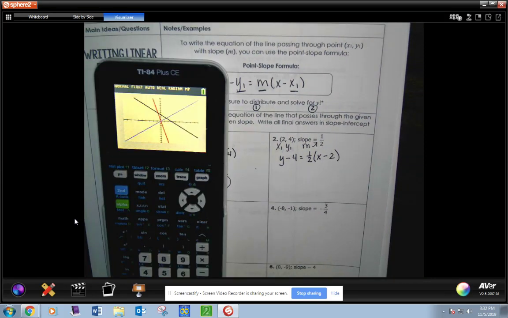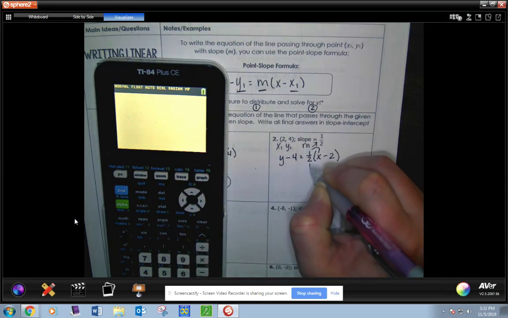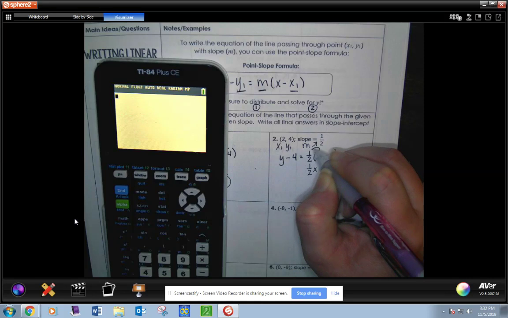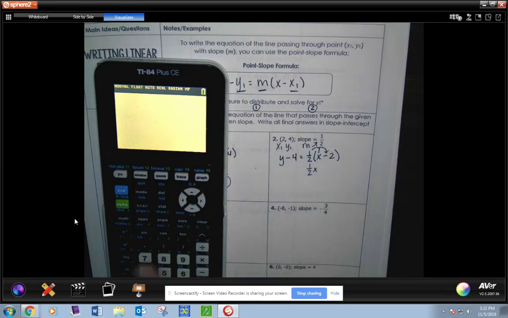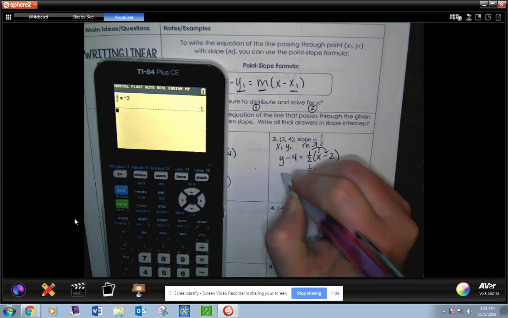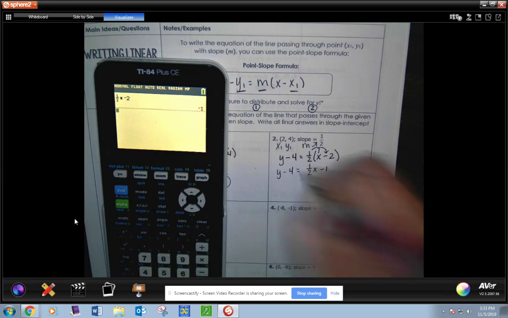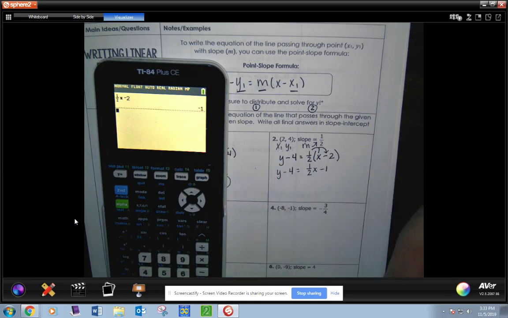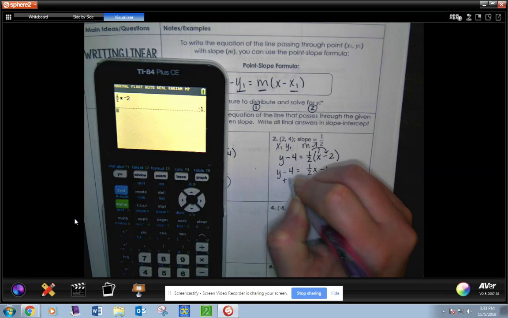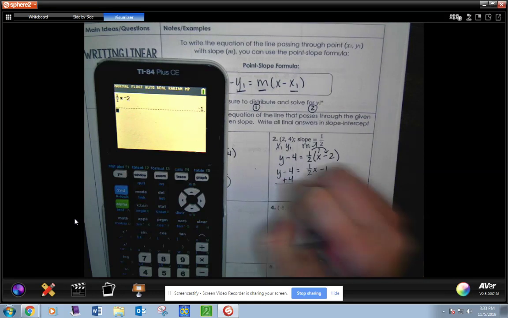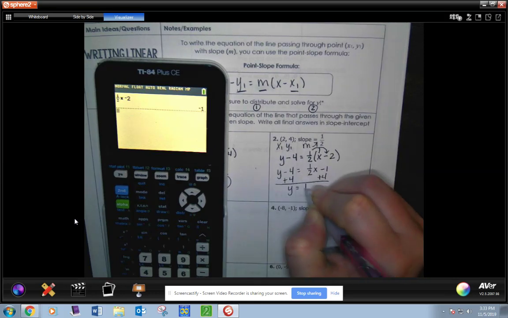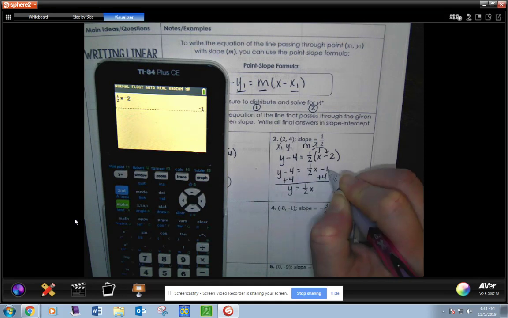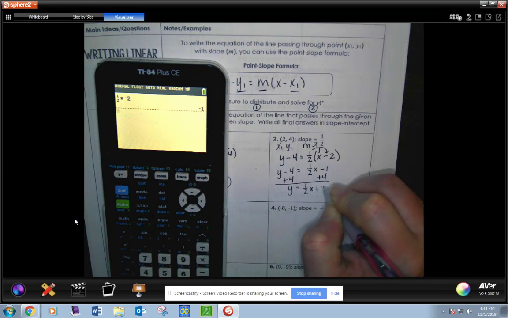If you need your calculator for this one, when you distribute, a half times x is a half x, and a half times negative 2, so we're going to put in a fraction times negative 2, gives me negative 1. That gives me y minus 4 equals, and that is still left on that side. So to get the y by itself, all I have to do is add 4. And this gives me y equals 1/2 x, and a negative 1 plus a 4 is a positive 3.